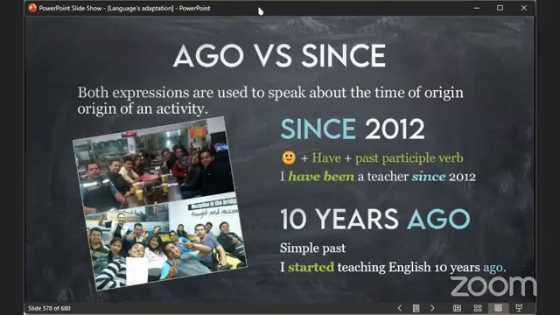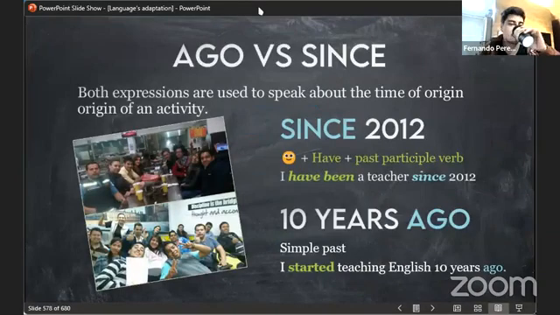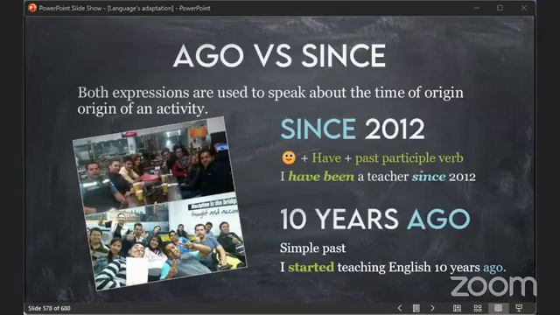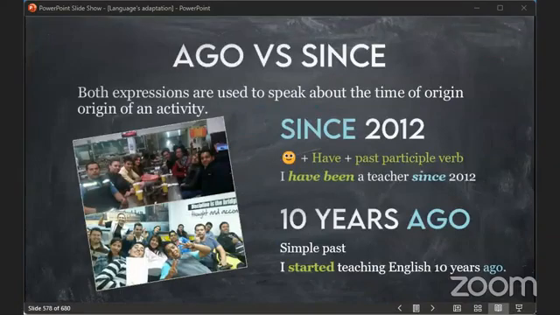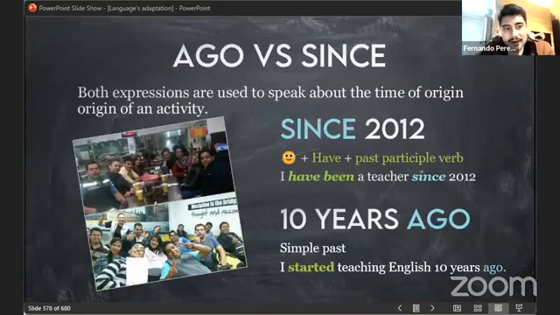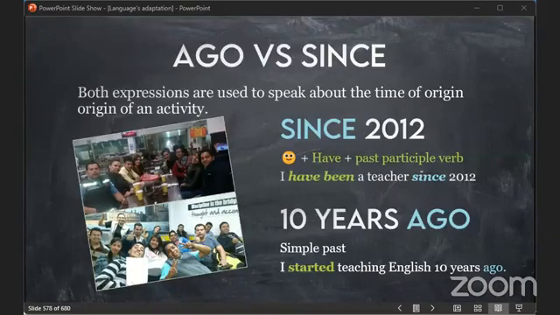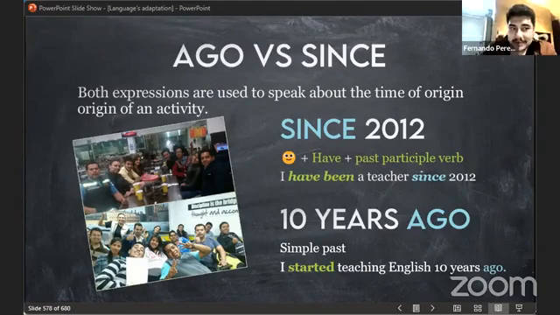I worked independent 20 years ago. Okay. Everything, the idea number one is perfect. Idea number two is perfect. But with ago, you cannot say I worked independent because did you finish working independent? No. So this is impossible. You see? I worked is complete, and you are not finished yet.